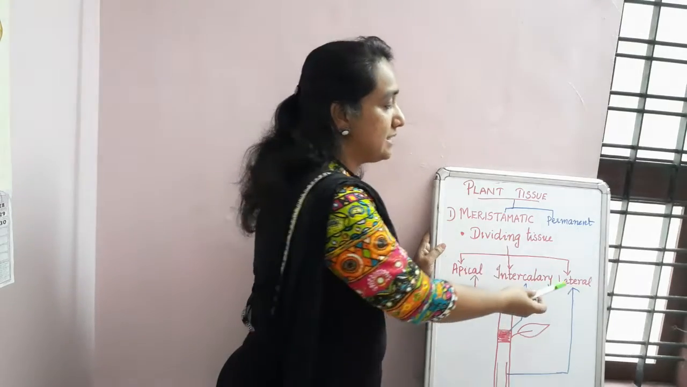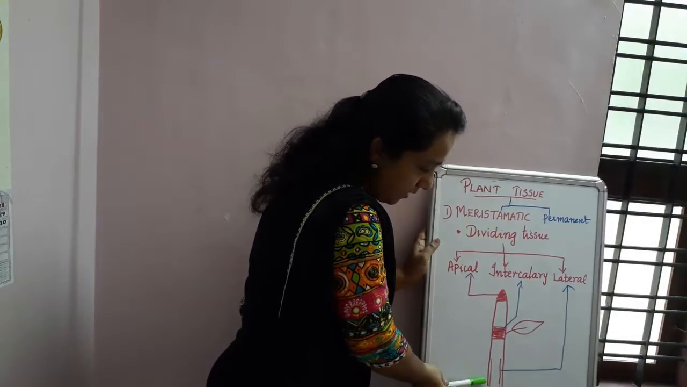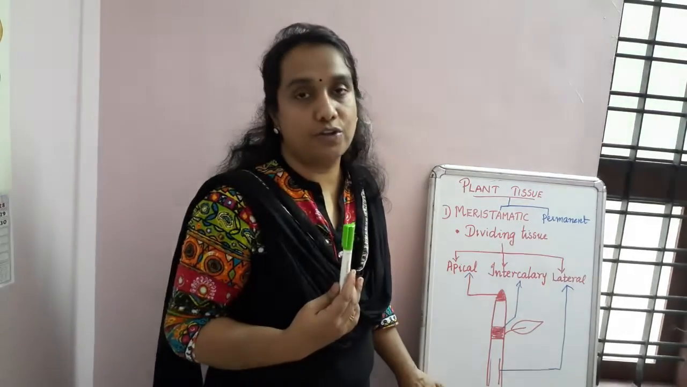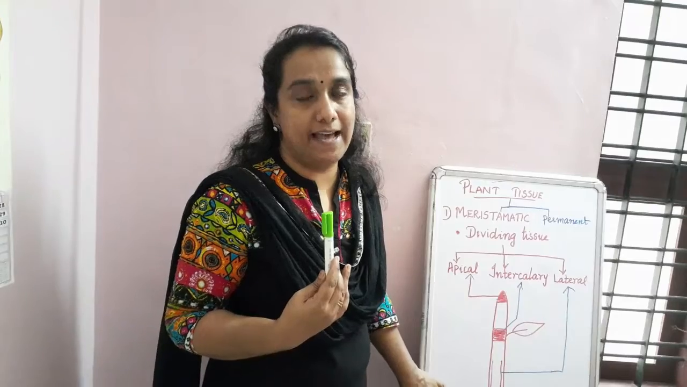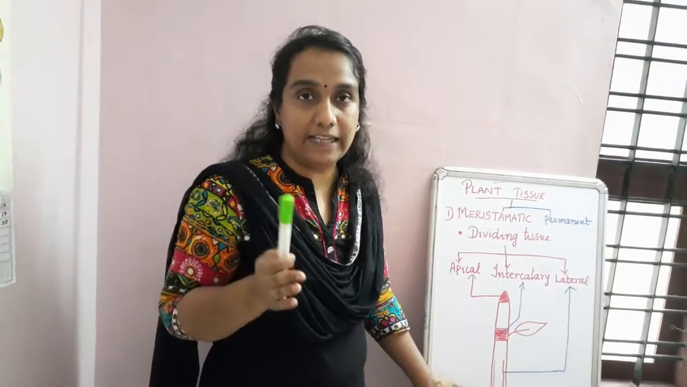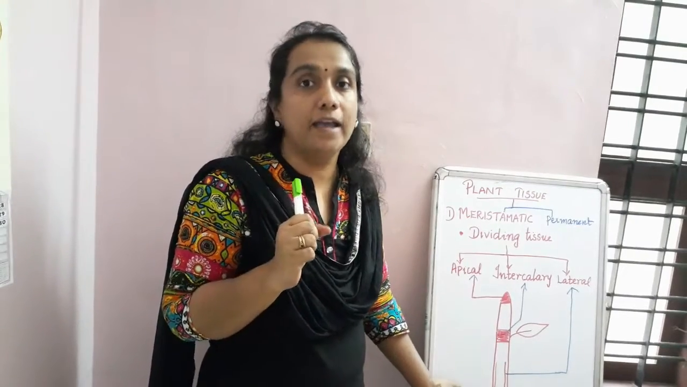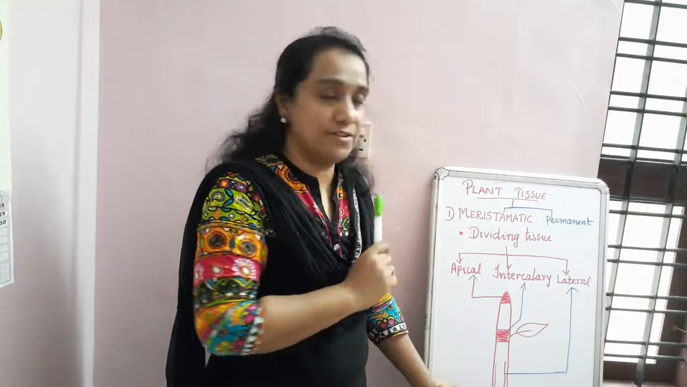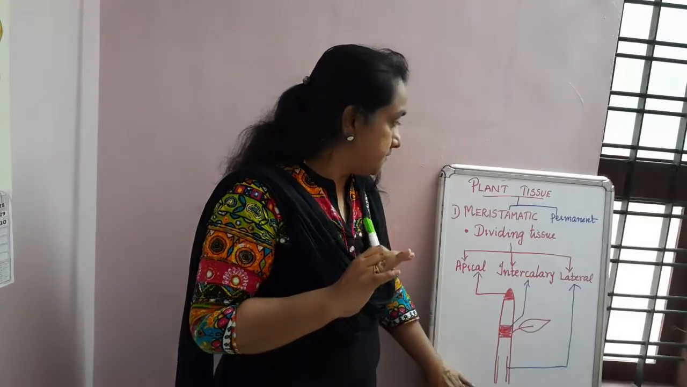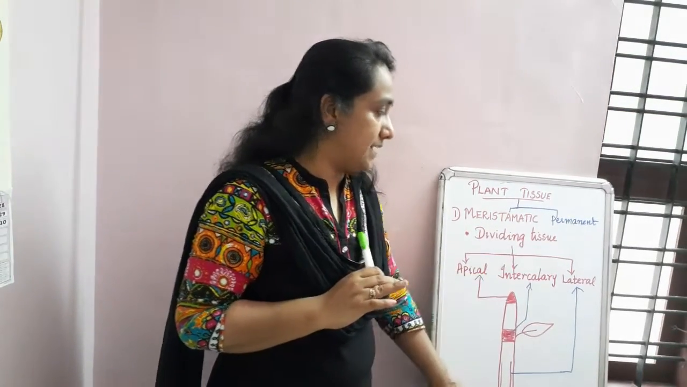And the next one is the lateral meristem, that we can see down. Can you see? This is known as the lateral meristem. The main function of this lateral meristem is that it will increase the thickness of the plant. The girth of the plant, meaning the thickness of the plant, is increased by this lateral meristem. So the three types of meristem are apical meristem, intercalary meristem and lateral meristem.